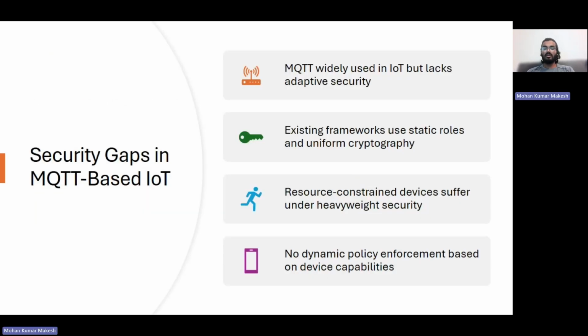Security gaps in MQTT-based IoT. MQTT is a popular lightweight messaging protocol used across many IoT deployments. However, its standard security models are often static, treating all devices equally regardless of their constraints. That causes over-securing of low-end devices and under-securing of the powerful ones. Many frameworks rely on TLS alone or assign fixed roles that do not adapt over time. There is also minimal integration between device profiling and policy enforcement.